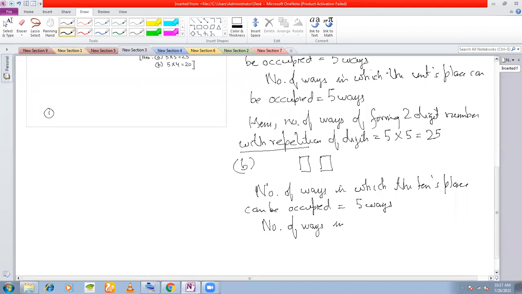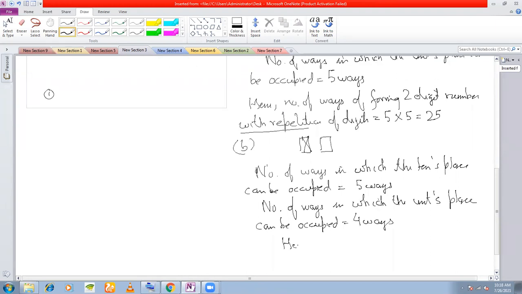So the number of ways in which the units place can be occupied. Now see, I have already consumed this place with any of the 5 digits. How many digits remaining? Because repetitions are not allowed, I have to exclude that digit, right? So how many ways? 4 ways.